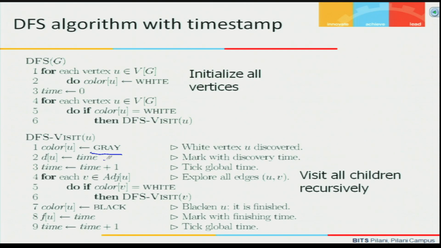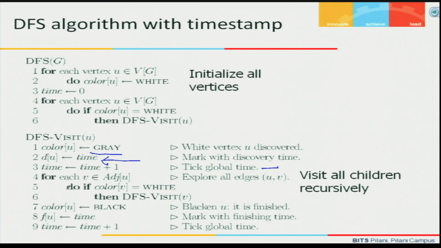This is the time stamp that we have added to our standard DFS procedure. This time stamp tells us precisely the first time a particular vertex is visited. Once you do that, we just update the global time. Now, for every vertex in the adjacency list of u, if it has not been explored or visited, that means the color is white, we move to that vertex and continue our DFS with that vertex as the current vertex.